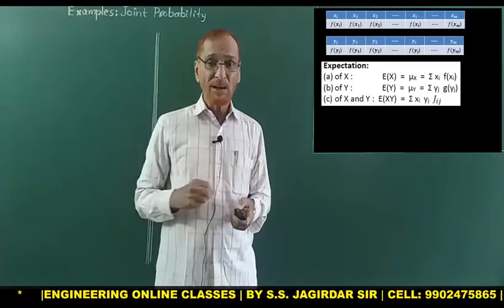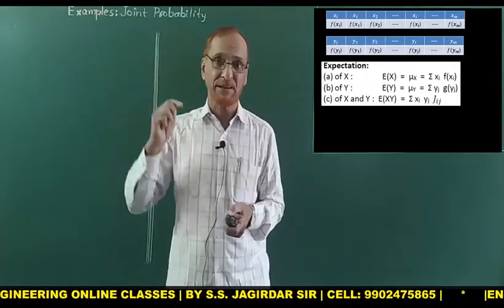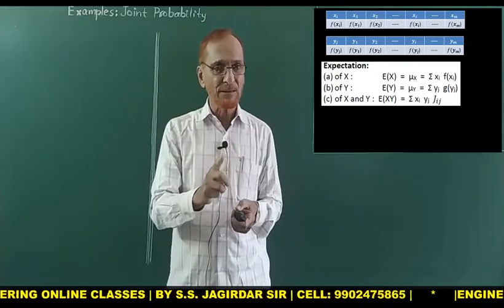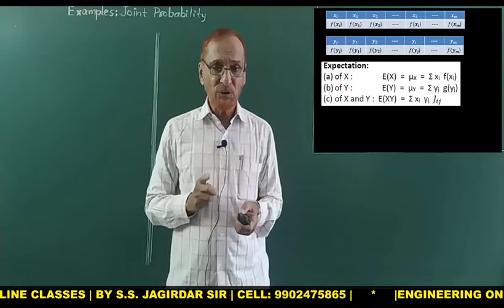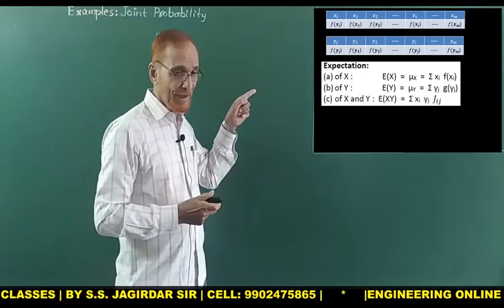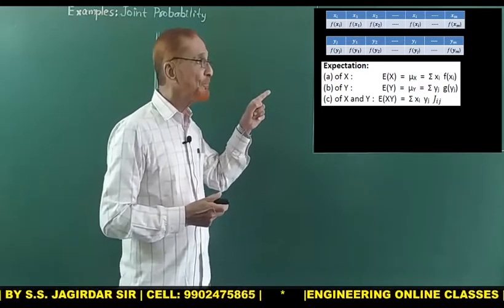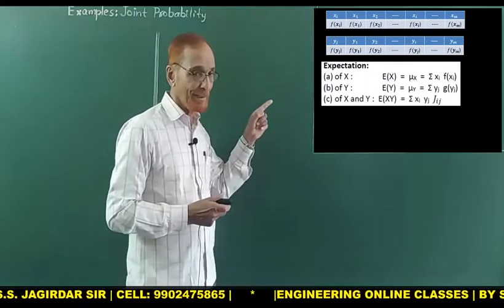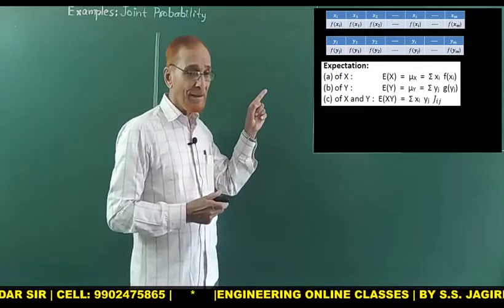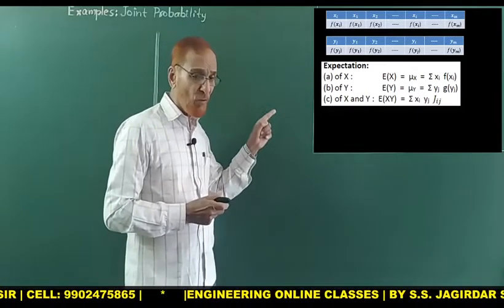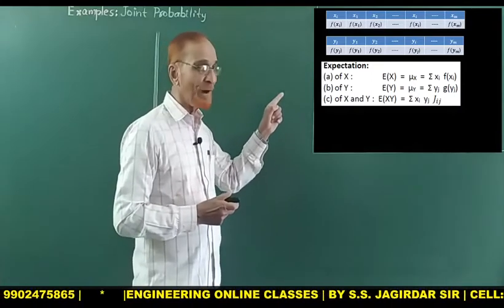Now what are the formulas? We have discussed all this in detail in the theory class, but here I am simply taking the formulas. The first quantity, expectation of x, whose symbol is E(x) or mu x, has the formula sigma xi f(xi). Similarly, expectation of y is E(y), mu y, equal to sigma yj g(yj).